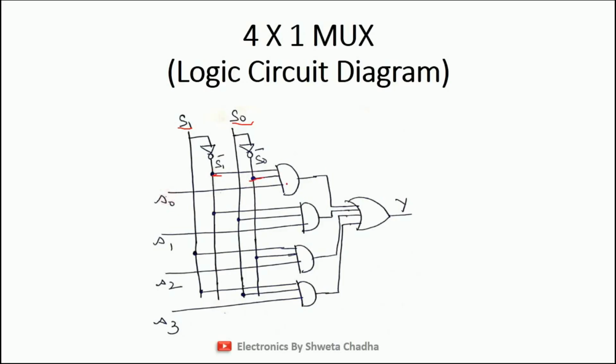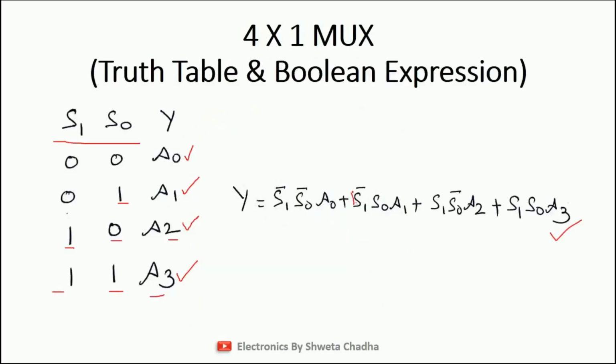So the dot was there between all the 3 signals, hence AND gate. Next was S1 bar, S0, A1. Next was S1, S0 bar, A2. And the last one was S1, S0, A3. As there was dot between all these signals, hence we have used all these gates as AND gates. Last but not the least, now there is a plus between all these equations which I have used.